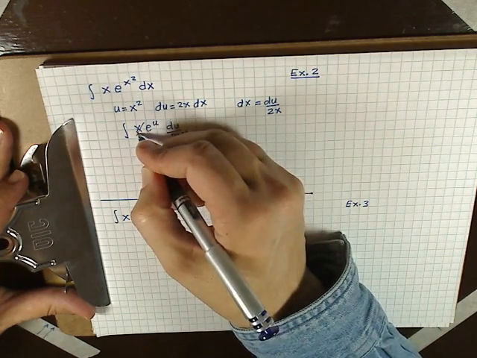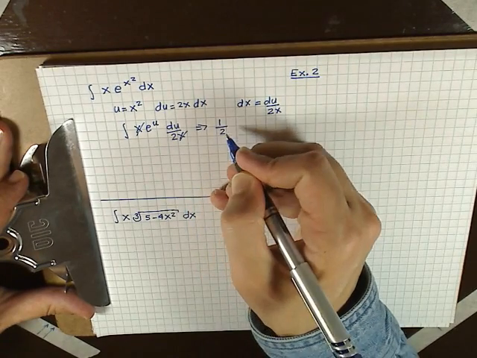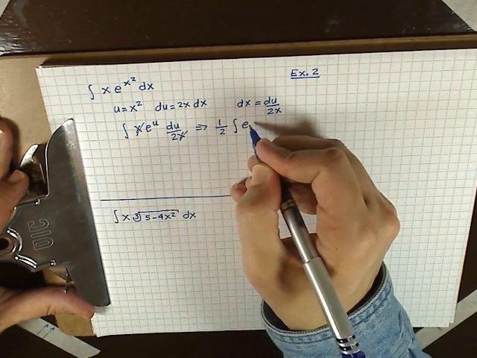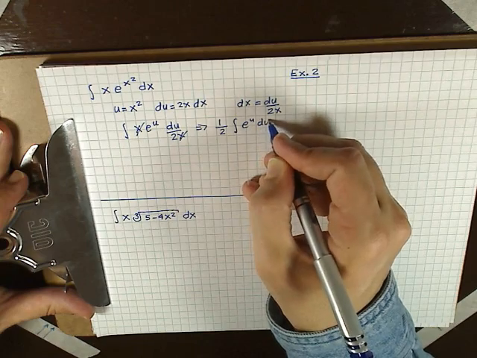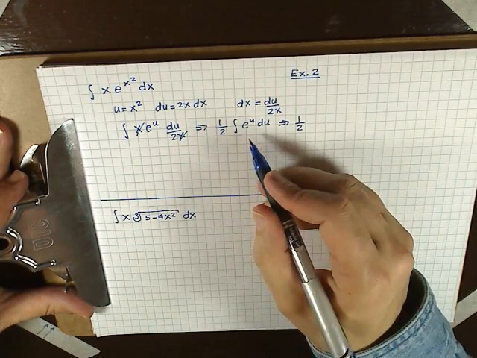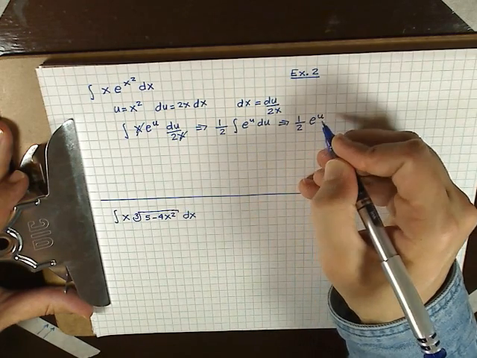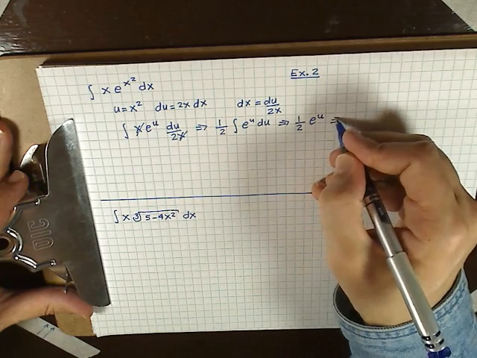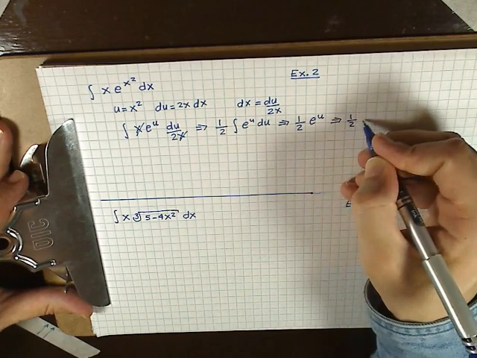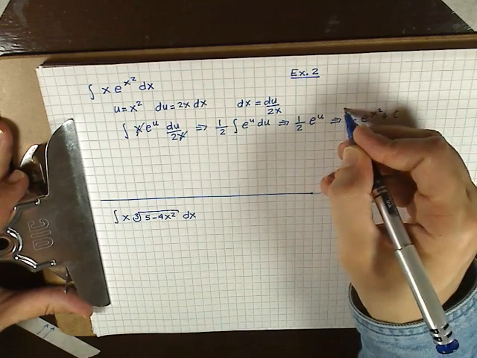The x's cancel out, and we get 1/2 integral e to the u du. That's 1/2. Antiderivative of e to the u is just itself, e to the u. Now put u back in, we get 1/2 e to the x squared plus c. This is the answer.